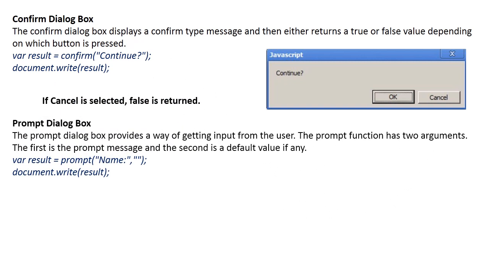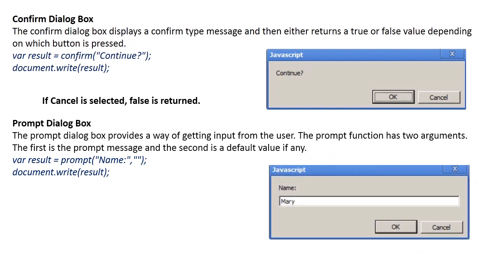Another box that JavaScript is capable of displaying is the prompt dialog box. The prompt dialog box provides a way of getting input from the user. The prompt function has two arguments. The first is the prompt message and the second is a default value, if any. In this JavaScript code, result is equal to prompt name. It's going to ask you for your name. document.write result. Try to run the code and the name will be asked. If you enter Mary, you click OK or cancel. The value returned is the value entered by the user.